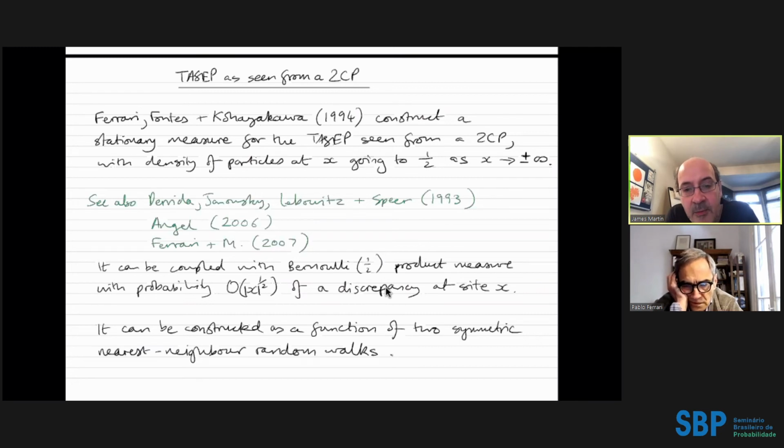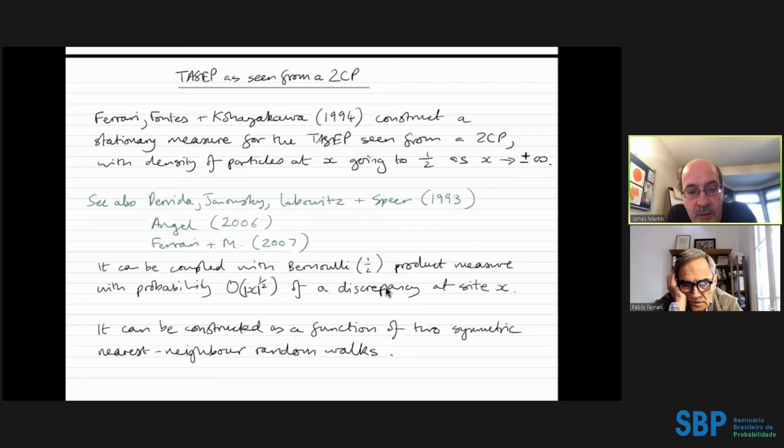And so there's a stationary measure for this TASEP seen from a second class particle, which was constructed by Pablo with Fontes and Hayakawa, which has the property that it pretty much has density a half of particles. So if you go to infinity in either direction, you see density a half of particles. But the density of particles is very slightly greater than a half on your right, in a way that decays to a half as you go to infinity. And it's very slightly less than a half on your left, in a way that goes up to a half as you go to minus infinity.